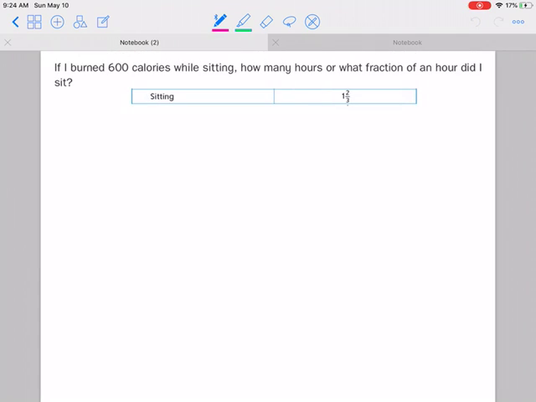All right, here's our last example. If I burned 600 calories while sitting, how many hours or what fraction of an hour did I sit? So we already know that it's going to be over an hour, because if you're sitting for 1 hour and 2/3 of another hour, you're burning 100 calories. So 1 2/3 of an hour burns 100 calories. But they want to know how much 600 calories is.